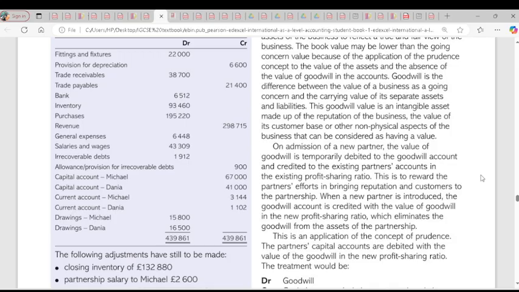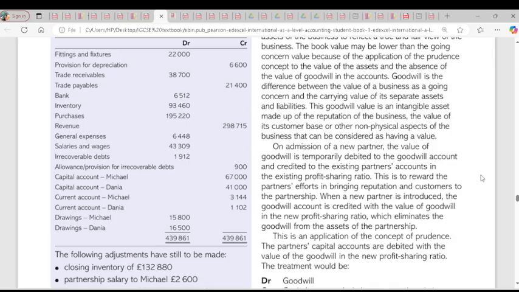Thank you. So we have general expenses, which is 6,448. We have salaries and wages, which is 43,309. Then we have irrecoverable debts, which is also an expense, 1,912. Irrecoverable debt is a bad debt that is written off. It's not going to be recovered. It's different from the provision made for irrecoverable debts. The provision depends on the trade receivable. As soon as your trade receivable pays, or the irrecoverable debt is recovered, you take it away. So here, irrecoverable debt is done.